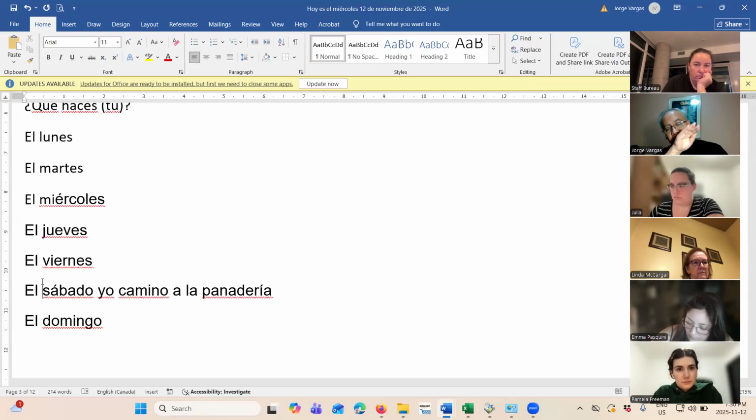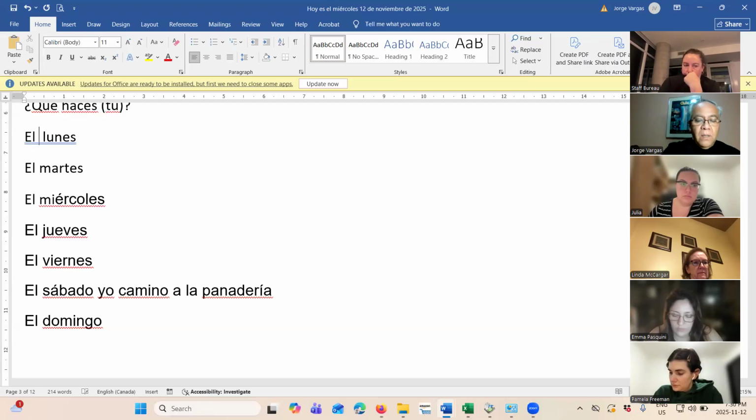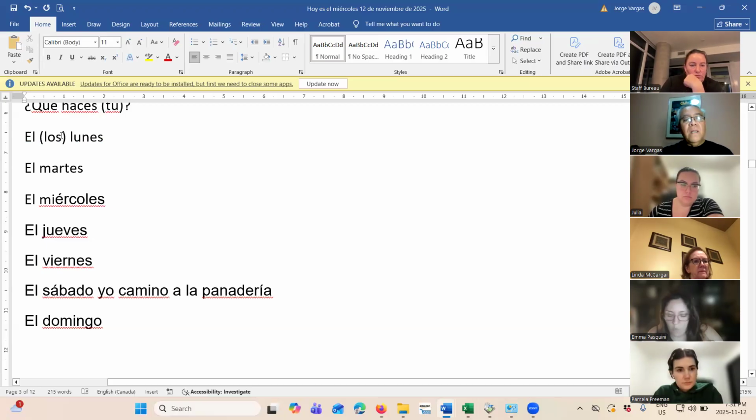So we have to remember that if I want to make all these days of the week, at this point in that column, they are all singular. That's one day. That's one Monday, one Tuesday, etc. If I want to make it plural, for the first five ones, I just add the article in plural, which is los. But then the day of the week will remain the same because it already has the S for plural.